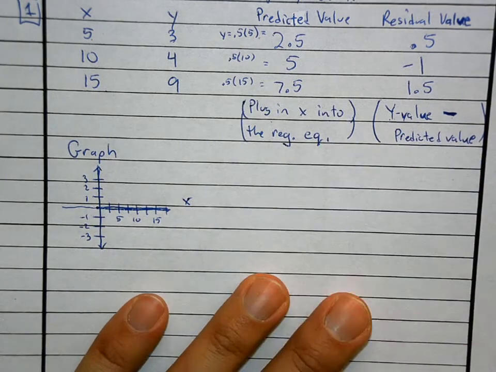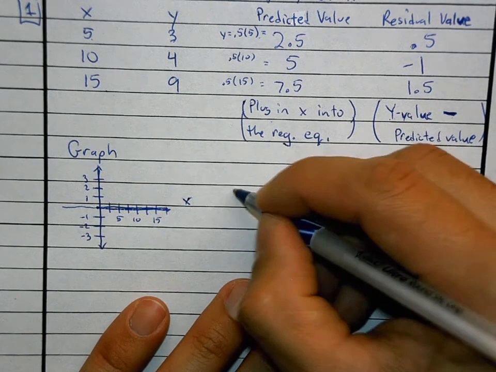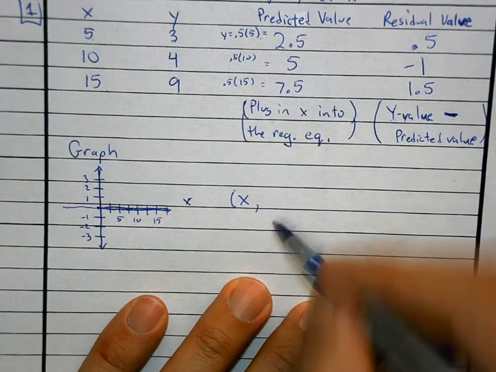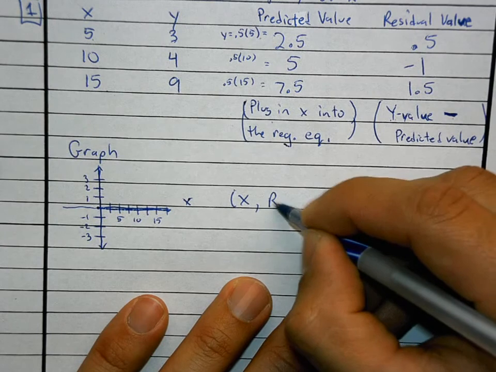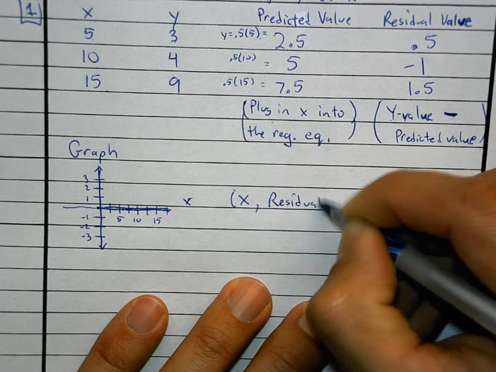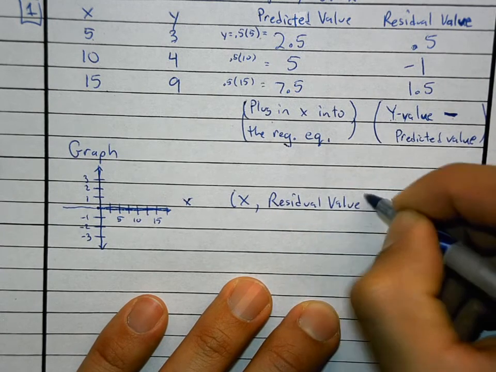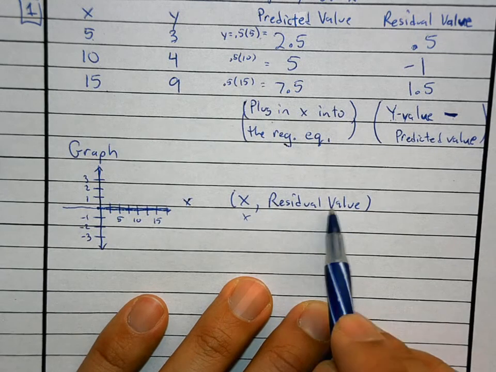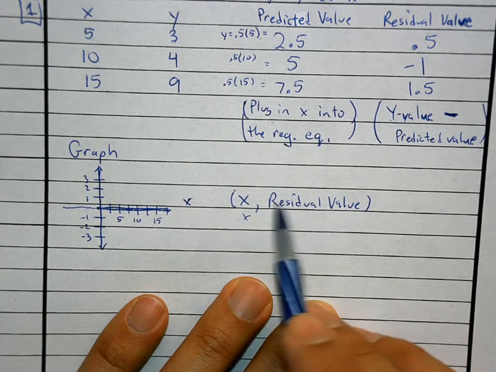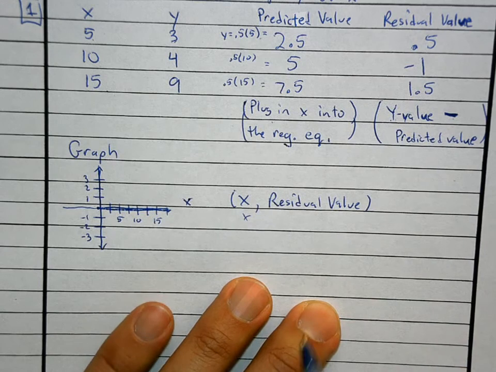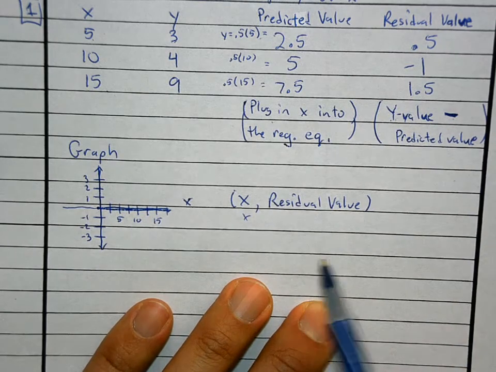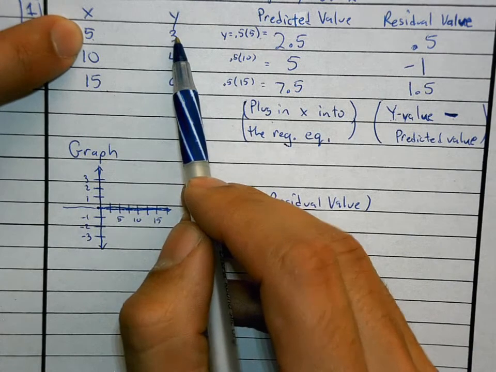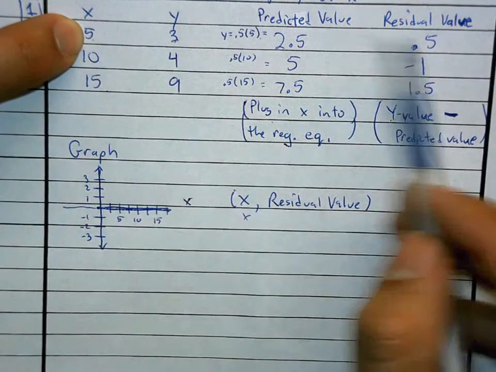So when you go to plot these, what you're doing is you're using the same x, but instead of the y, you're using the residual value. This is like your y value. Your residual value is the y coordinate. This is your x coordinate. I'll show you what I mean. Instead of this x and this y, I'm going to use this x and the residual.